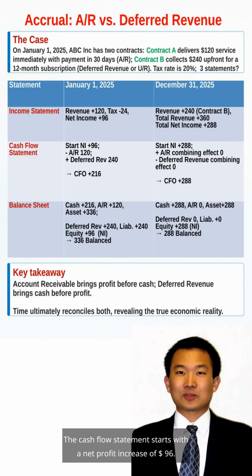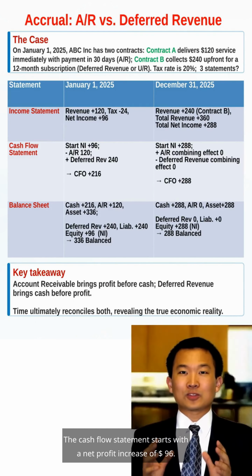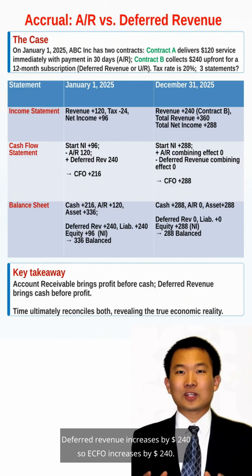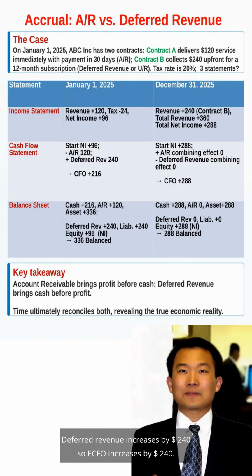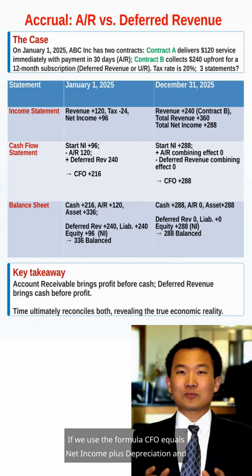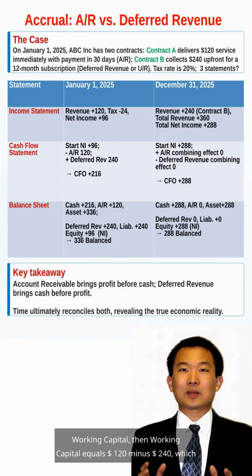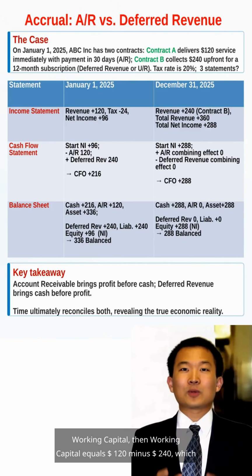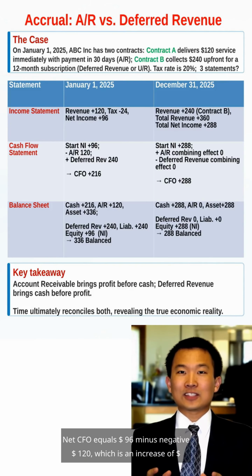The cash flow statement starts with a net profit increase of $96. Accounts receivable increases by $120, so CFO decreases by $120. Deferred revenue increases by $240, so CFO increases by $240. The net CFO is an increase of $216. If we use the formula CFO equals net income plus depreciation and working capital, then working capital equals $120 minus $240, which is negative $120. Net CFO equals $96 minus negative $120, which is an increase of $216.